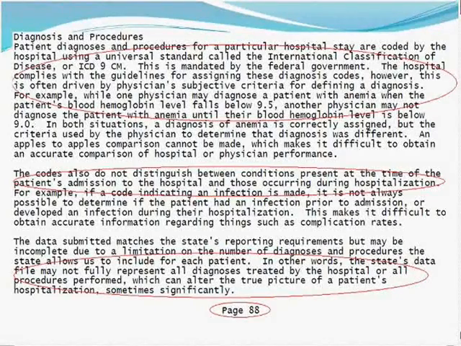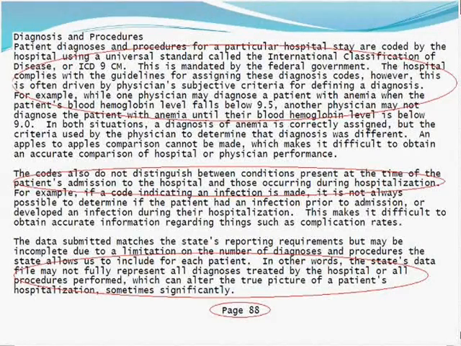Next, in the middle of the page, the codes, we're warned, do not distinguish between conditions present at the time of admission and those occurring during hospitalization. So if you're interested in infection rates, you must be cautious because, according to this disclaimer, it's not always possible to determine if the patient had that infection before they arrived, making it difficult to obtain accurate information about such things as complication rates in these hospitals.